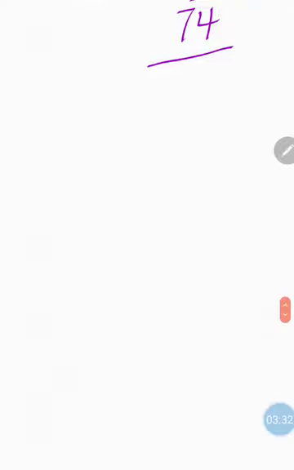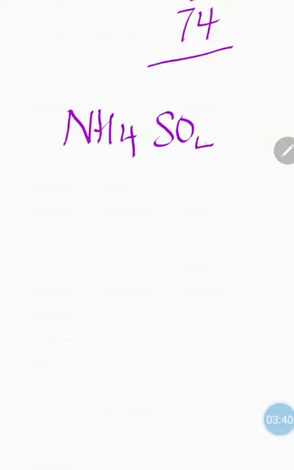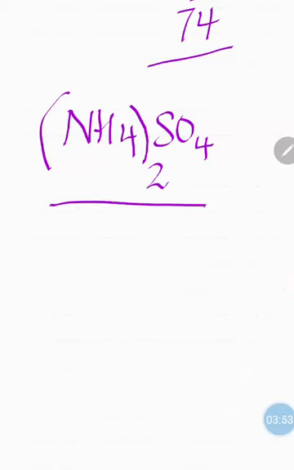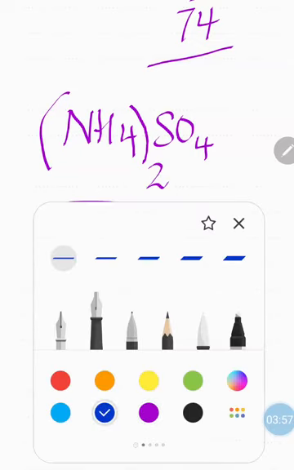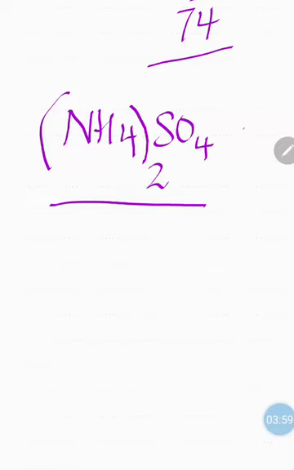Let's try a harder one. This is the last example now. Let's look at ammonium sulfate. At this moment, please don't worry about the formula, how that's written. That's a different topic. So ammonium sulfate. Now let's identify how many of each type of element are here.